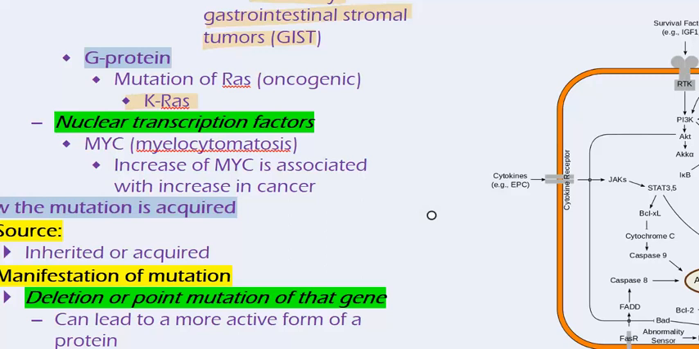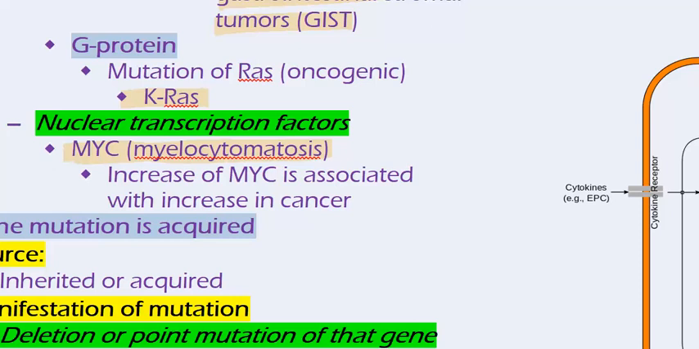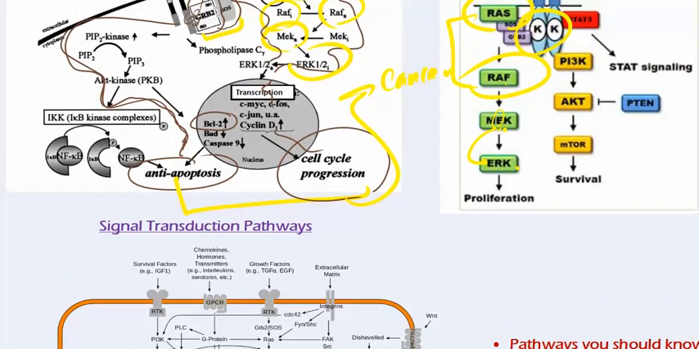Again, I'm specifically giving you guys the ones that were mentioned in class. You can have a mutation with MYC. This is a nuclear transcription factor. If you have too much MYC, or an overproduction of MYC, or an overstimulation of MYC, it's associated with cancer. Let me see if I can get you guys an example here.